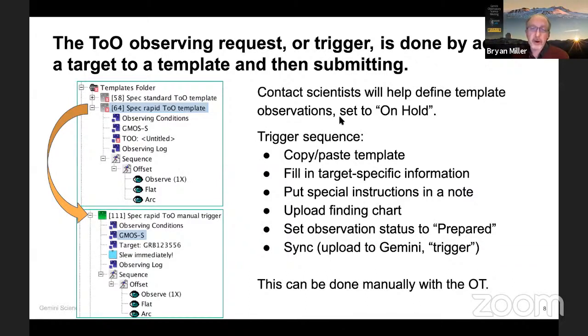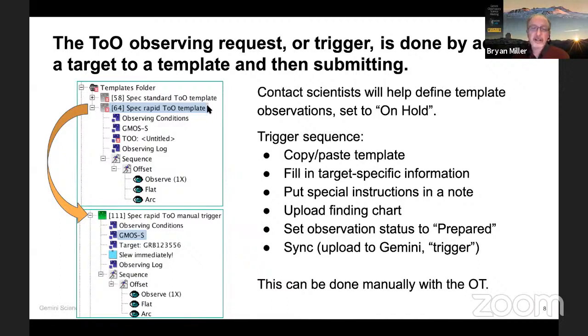During the phase 2 process, the contact scientists will work with the teams to define these template observations for the different instrument configurations they're going to use. And they're set to a special status, on hold, which means they've been checked, they're ready to go, but then they shouldn't be touched after that.